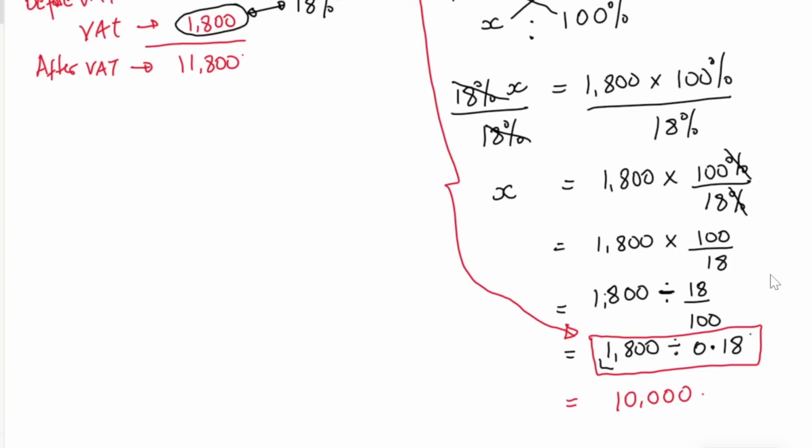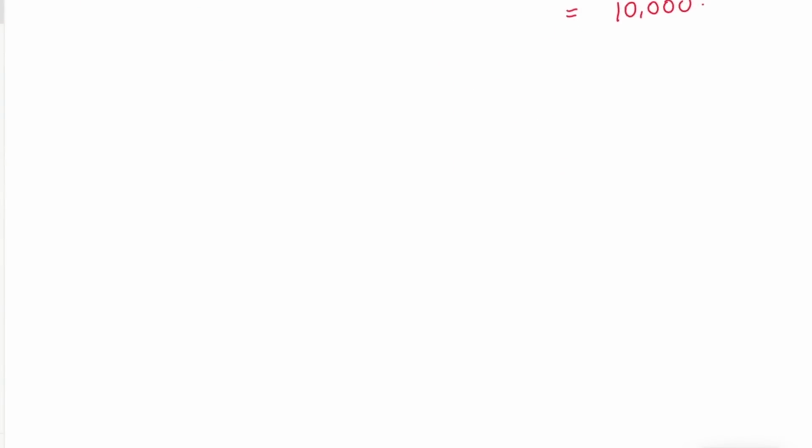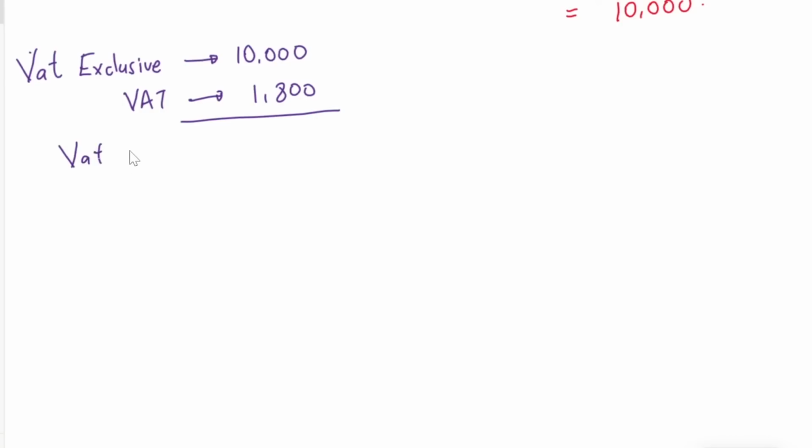Let me do this same thing for the third scenario, when I just have a VAT inclusive figure. Again, I show you how it all adds up. So the third scenario, remember, the amount before VAT, which is VAT exclusive, we said was 10,000. Then our VAT, remember, is 1,800. So when we add those two, we have our VAT inclusive figure, which is going to be 11,800.